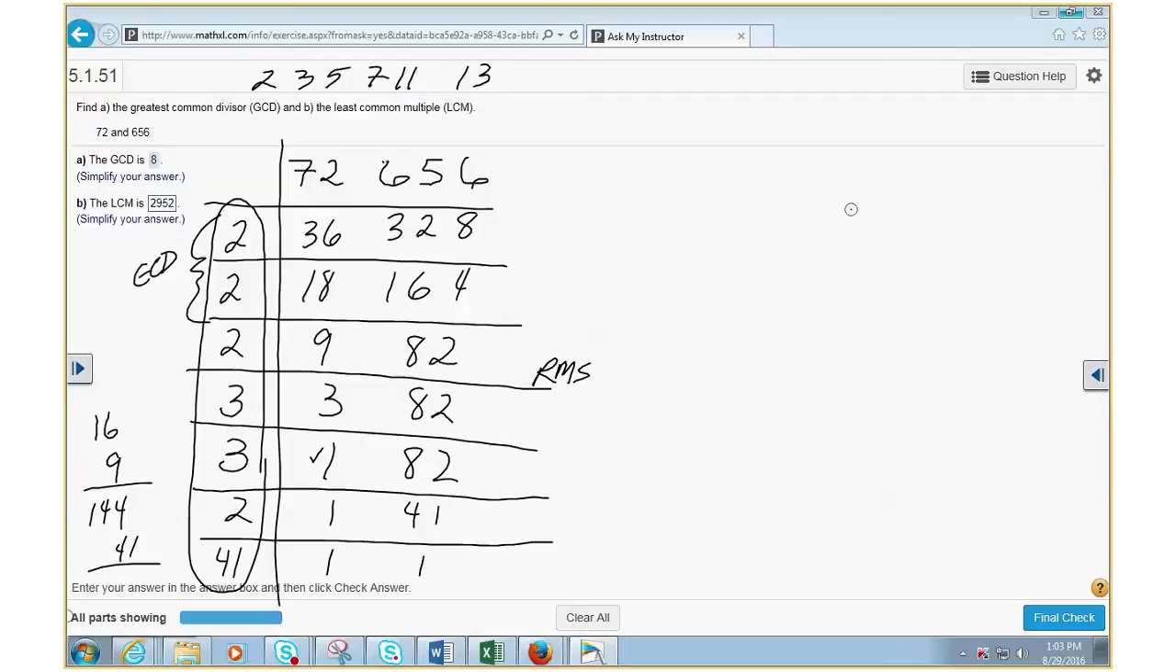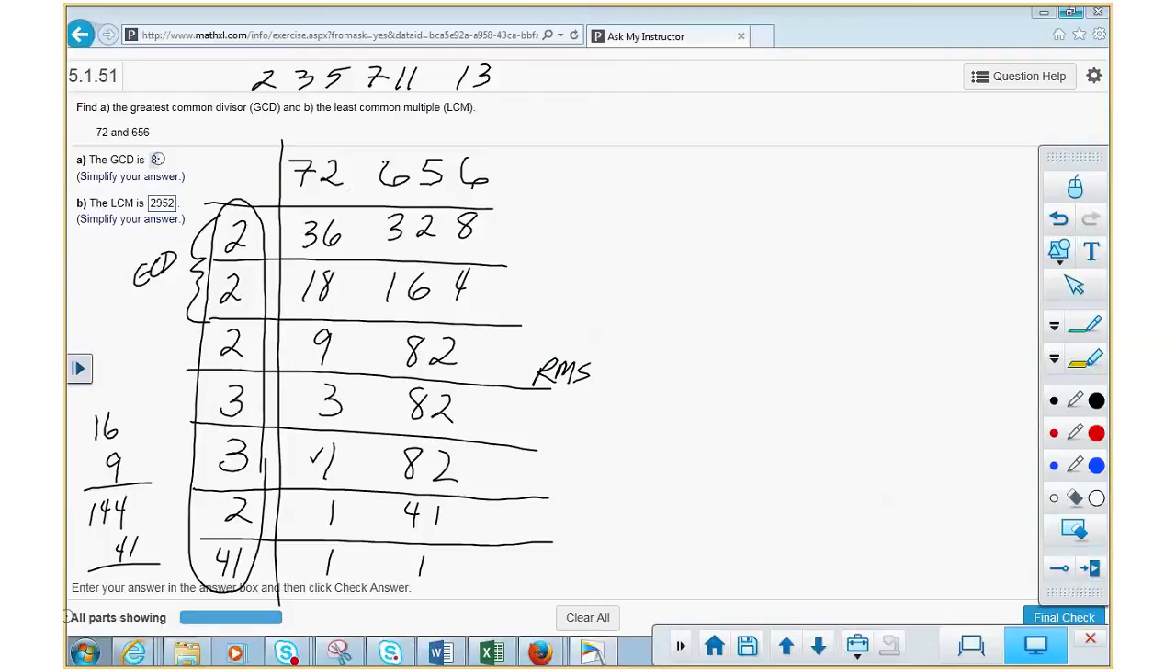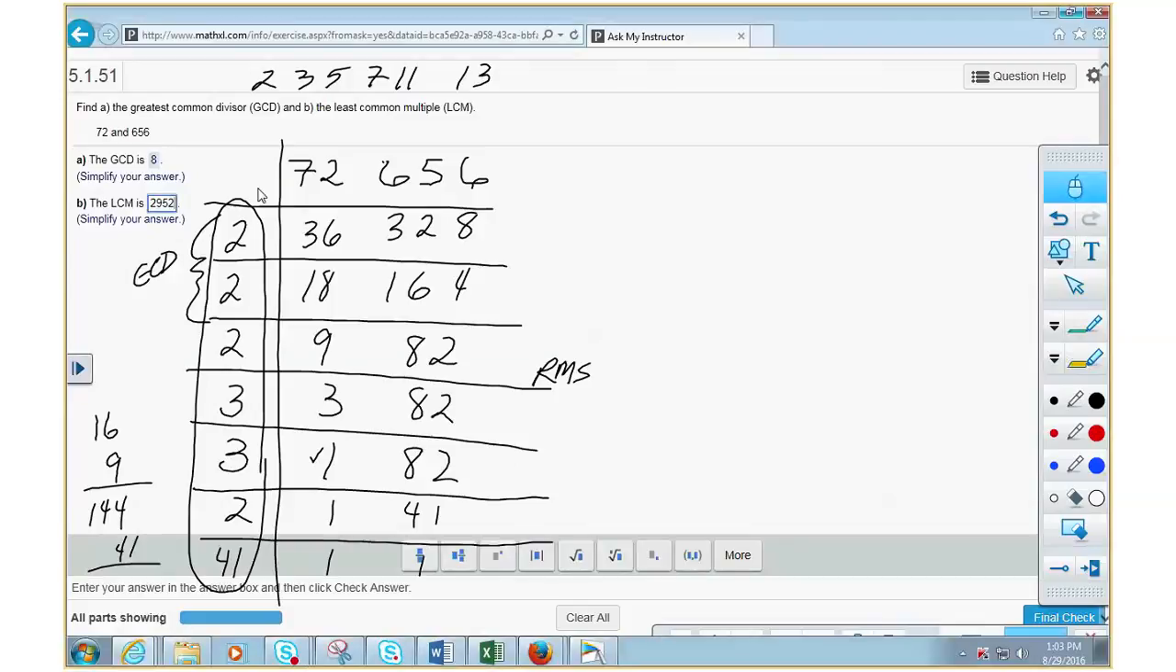But that may not be the right answer. Let's see. Because this box doesn't look like this box. So that means this box may be the right answer, if this box may not be the right answer. So somebody tell me what 144 times 41 is. 5,000. I'm sorry, what'd you say?